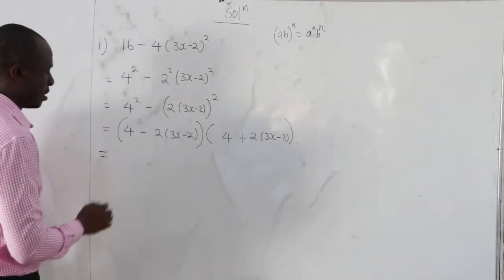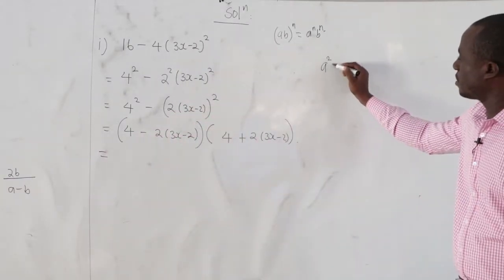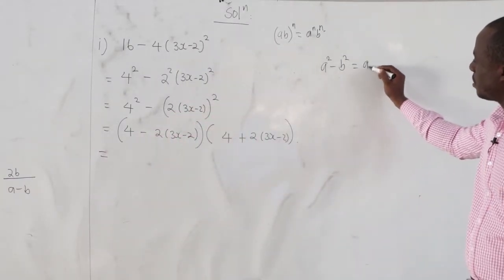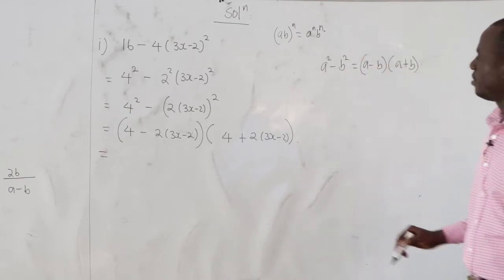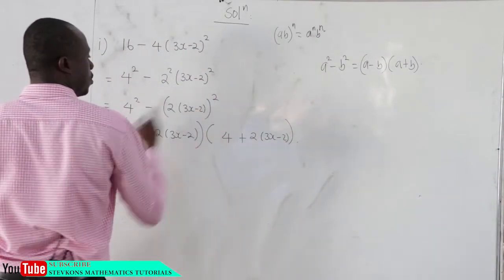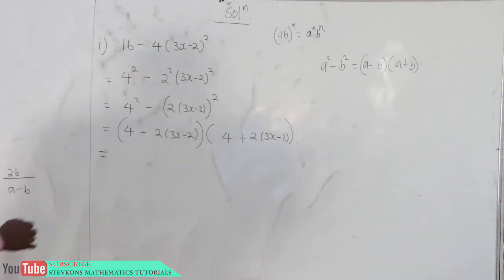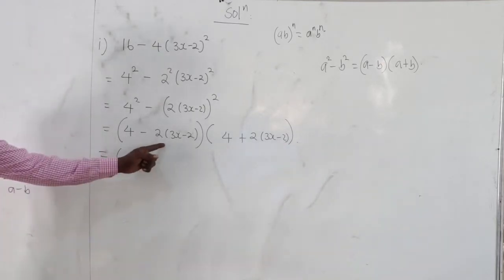Now, from here, why this? Because from difference of two squares, if you have a squared minus b squared, this is (a minus b)(a plus b). So here we can see the difference of two squares over there. Now from here we have to use the distributive property to expand this.